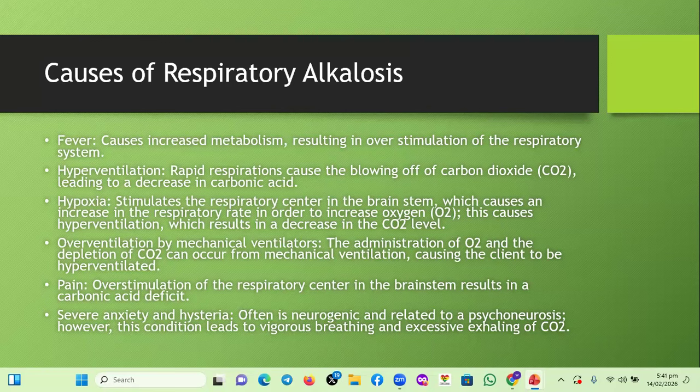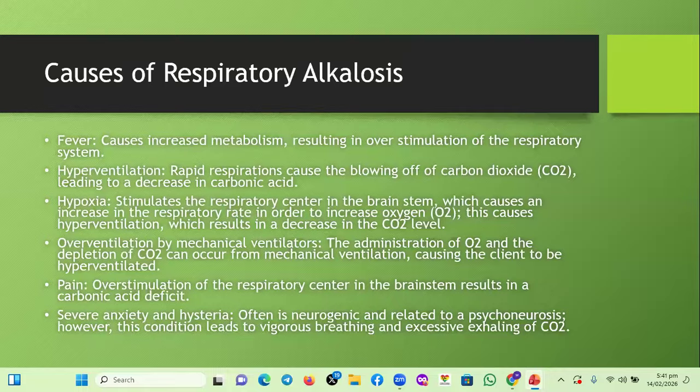Okay. And then when someone is also on a mechanical ventilator and the person is overventilated, the administration of oxygen and then depletion of carbon dioxide can occur from mechanical ventilation, causing clients to be hyperventilated. And then we have pain. And so pain will also stimulate the respiratory centers in the brain, resulting in carbon dioxide deficit.